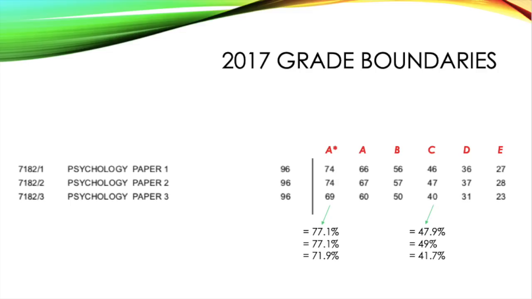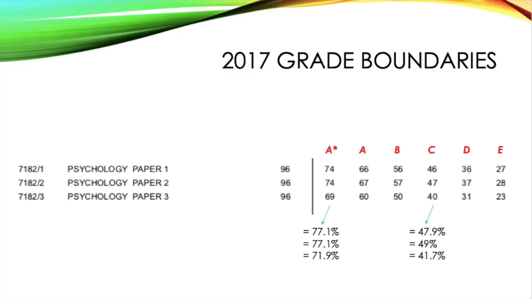So for a C, again the grade boundaries were quite different for paper 1 and 2 compared to paper 3. This time there was a 7 mark difference between paper 2 and paper 3. And again for a C, I've just put the percentages that you needed. So for paper 1 you needed 47.9%, paper 2 was 49%, and paper 3 was 41.7%.